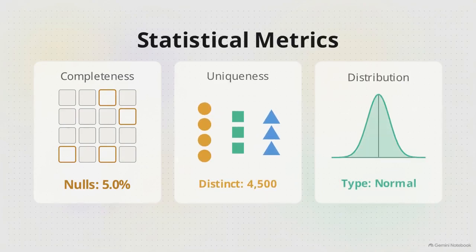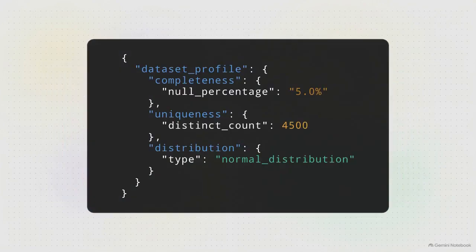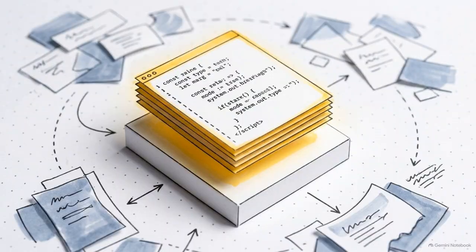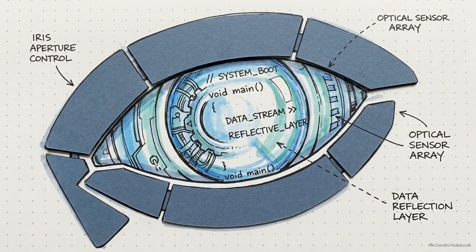All of those statistics are then exported into a final output, a pure structural JSON file. This JSON file strips away the noise and leaves behind the mathematical truth of the dataset. It is the objective language an AI agent can actually read and trust.